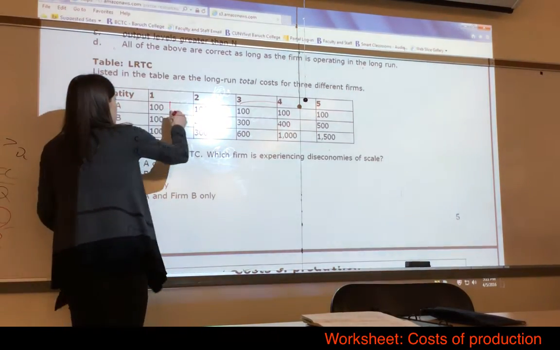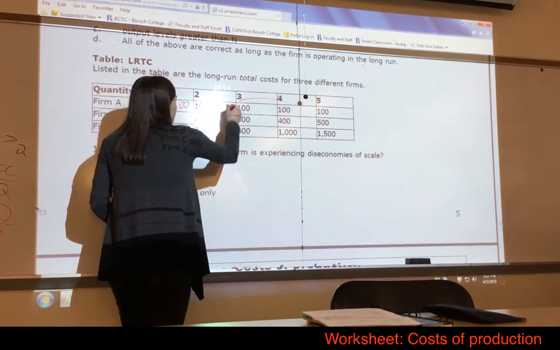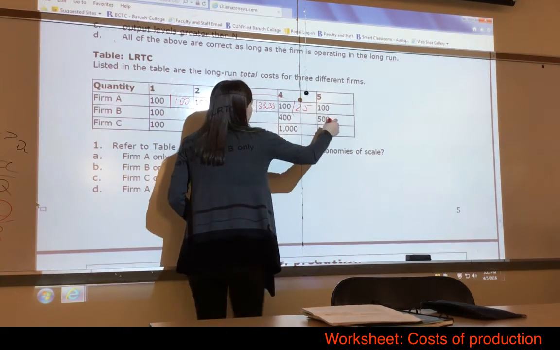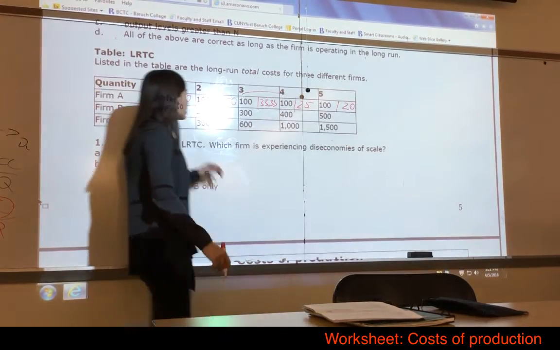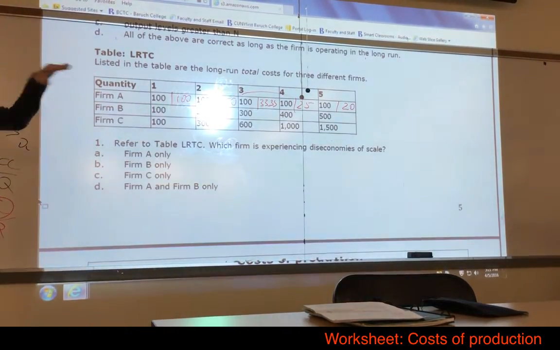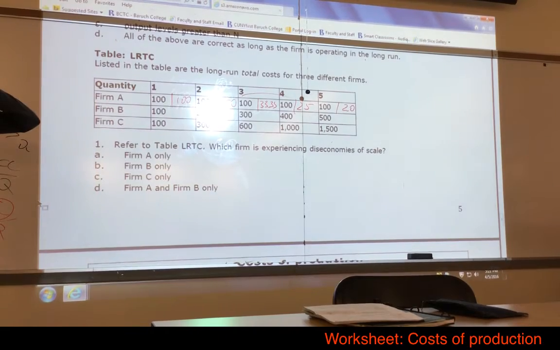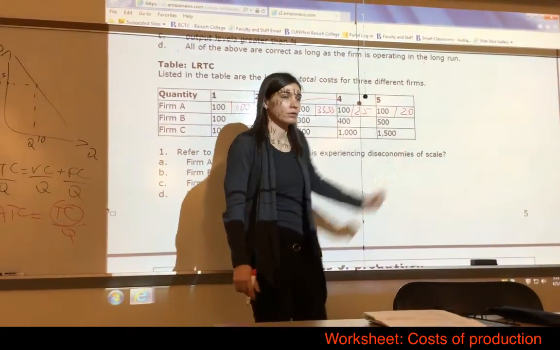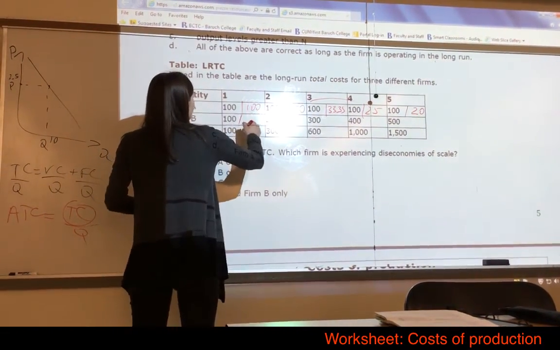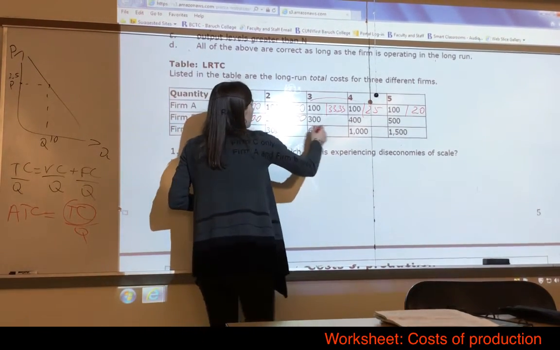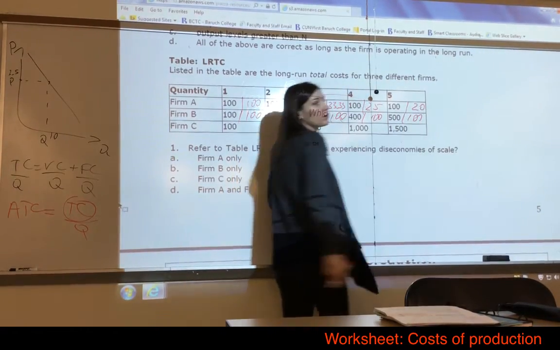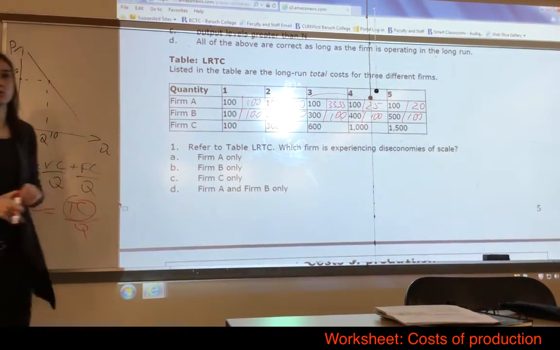Right? So this is 100, this is 50, this is 33, this is 25, and this is 20. So what kind of firm is that? What is that firm experiencing? Economies of scale, right? Because as quantity goes up, average total cost is going down. Right? Then the next one, what is that? 100, 100, 100, 100. So it is experiencing constant returns to scale.